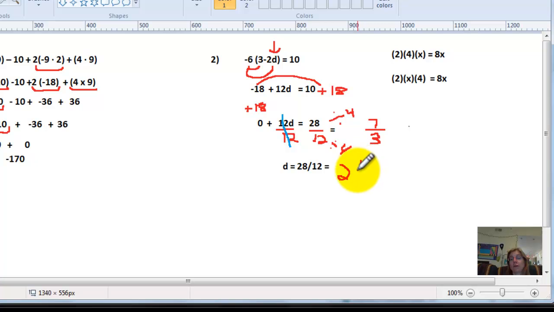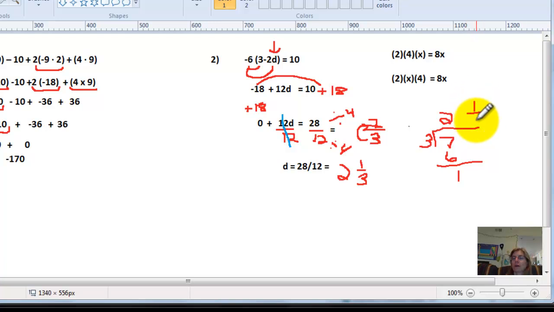How did I get 2 1/3? Well, if you remember, to change an improper fraction to a mixed fraction, you divide the bottom into the top. So that's 3 divided into 7, which is 2. Times 3 is 6. Subtract, 1. So 2 and 1/3, because the remainder becomes the numerator. This is always the denominator, as it was here. And this is the quotient, which is the whole number. So d equals 2 and 1/3.